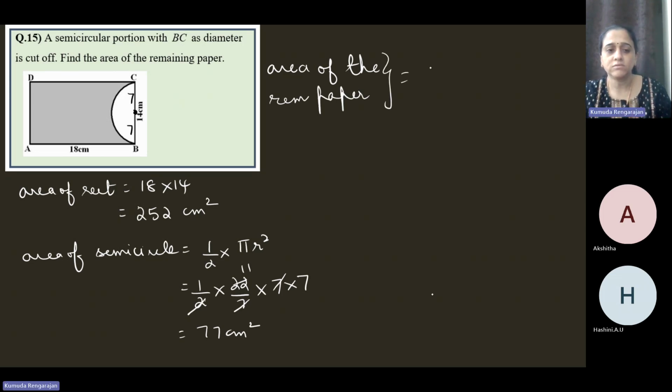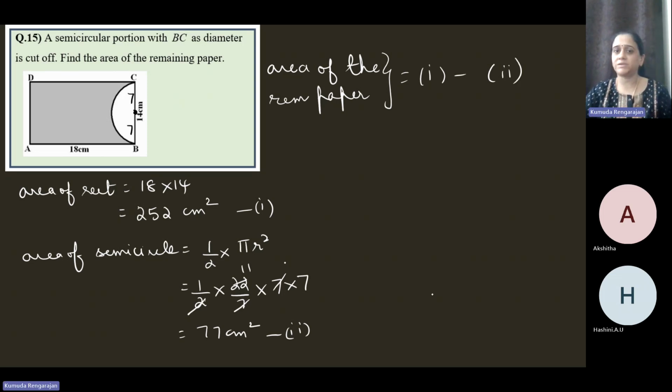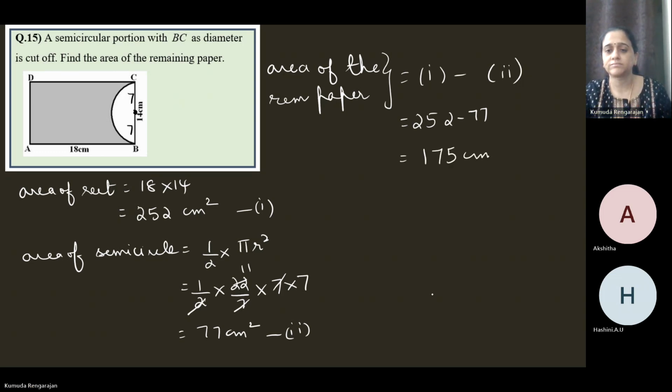So area of the remaining paper is equal to area of rectangle minus area of semicircle. You can just do it like this: 1 minus 2. So 252 minus 77. What is it? 175 centimeters square. Got it?